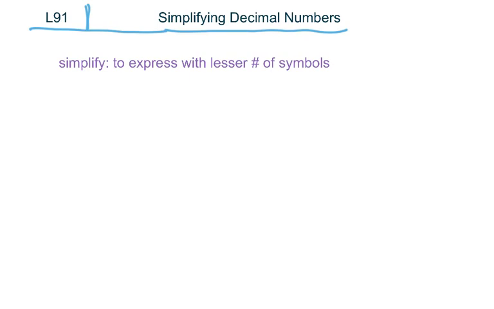Sometimes math textbooks, Saxon included, will use another word, and that word is reducing. And they'll sometimes kind of put those together. Moving forward, reducing is something that we use specific to fractions alone. To simplify is this lesser number of symbols, and that's what I want to keep it as.